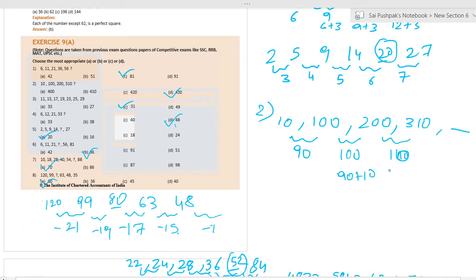100 is equal to 90 plus 10. 110 is equal to 100 plus 10. So what will be the next difference? 110 plus 10 will be 120. So 310 plus 120 will be 430. Answer is 430. Okay, I'll do the third problem here.